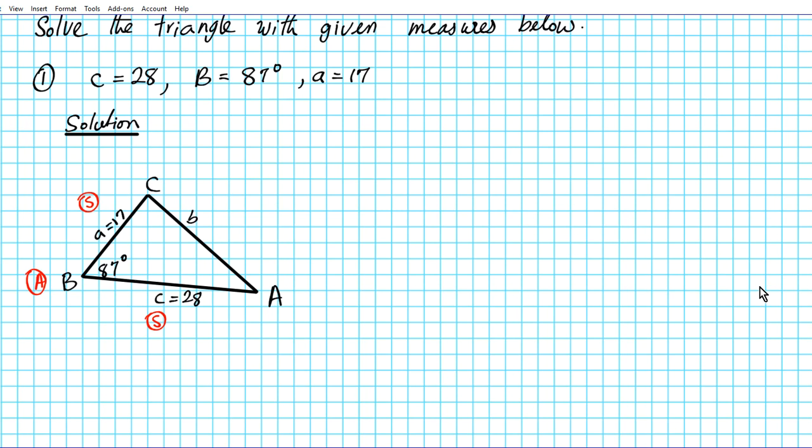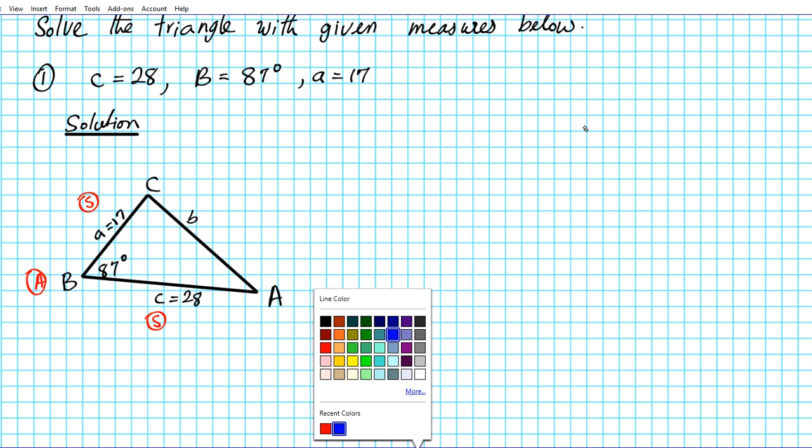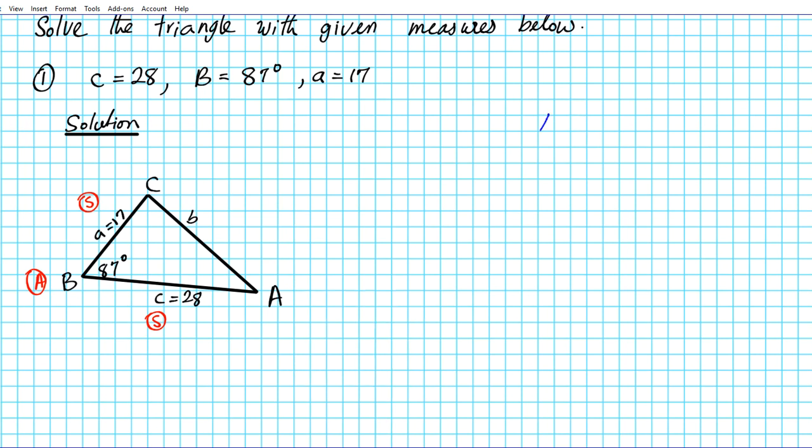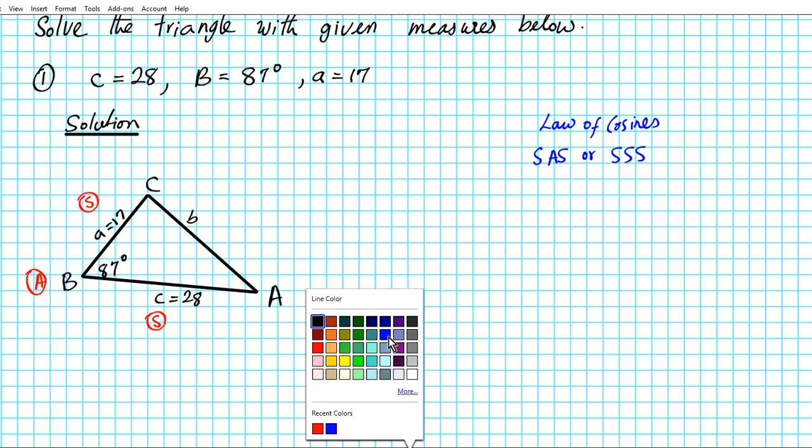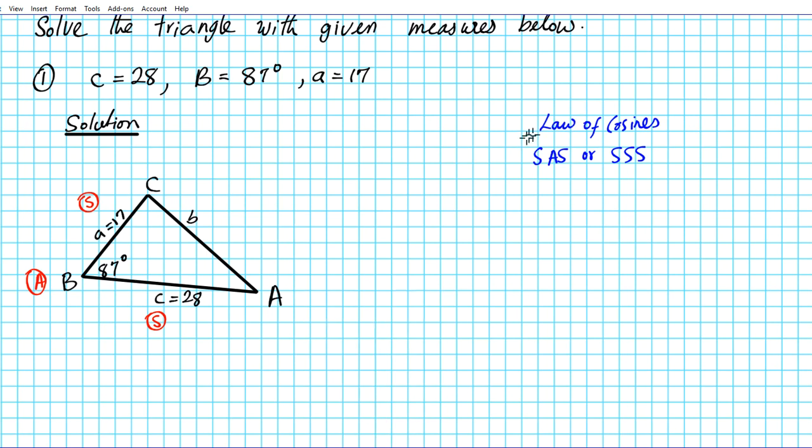Something that you want to remember is the difference between when to use the law of sines and when to use the law of cosines. Let's go over that real quick. Law of cosines: you use the law of cosines when you have two sides and an included angle, SAS, or three sides, SSS, given. So if you have SAS or SSS, the formula that you use is the law of cosines.